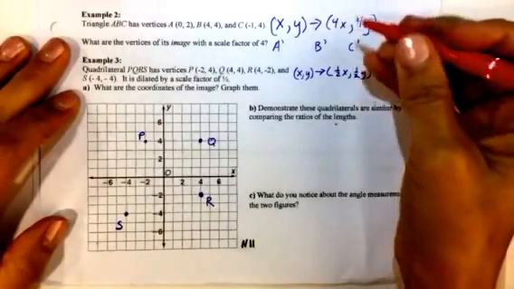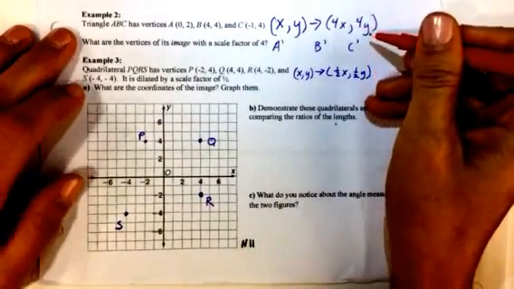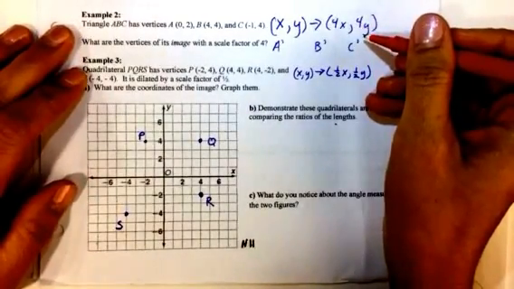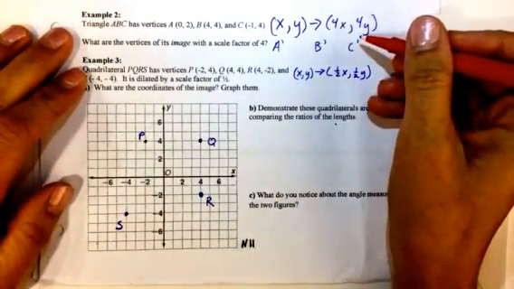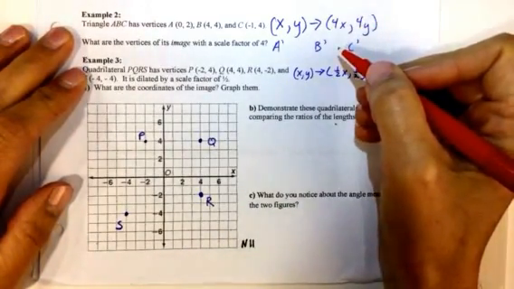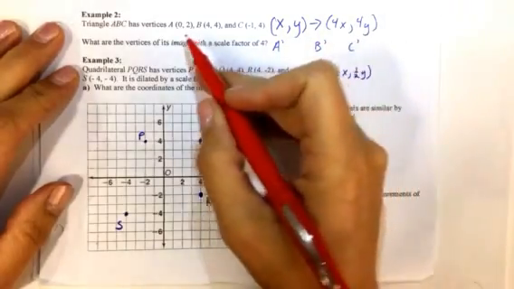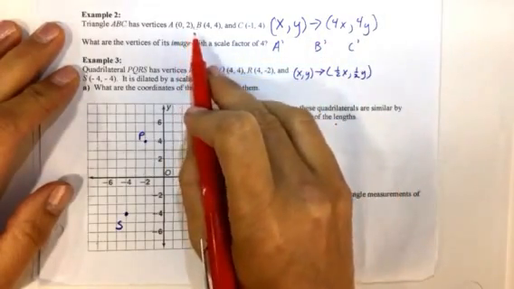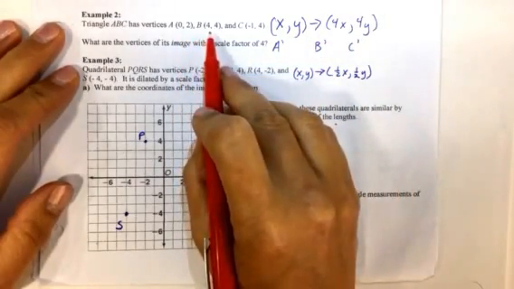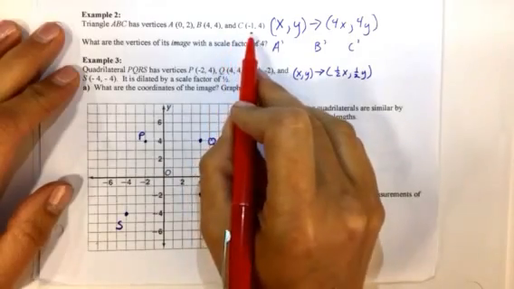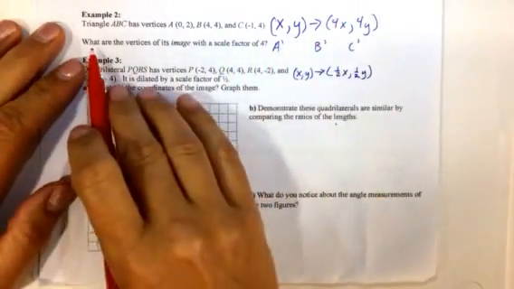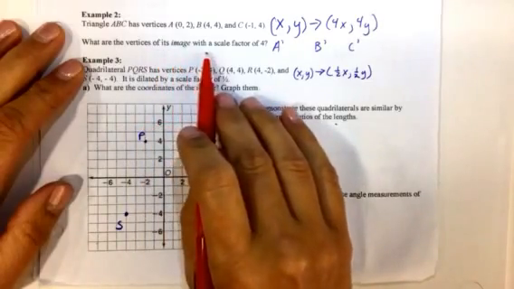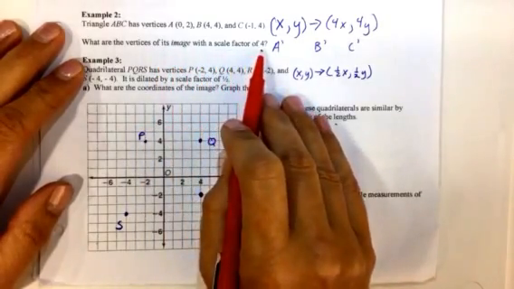Page N11. Okay, so example 2 says, I'm going to read that, Mrs. Bear. Triangle ABC has vertices A, the coordinates 0, 2, B, the coordinates are 4, 4, and C, the coordinates are -1, 4. And then it says, what are the vertices of its image with the scale factor of 4?